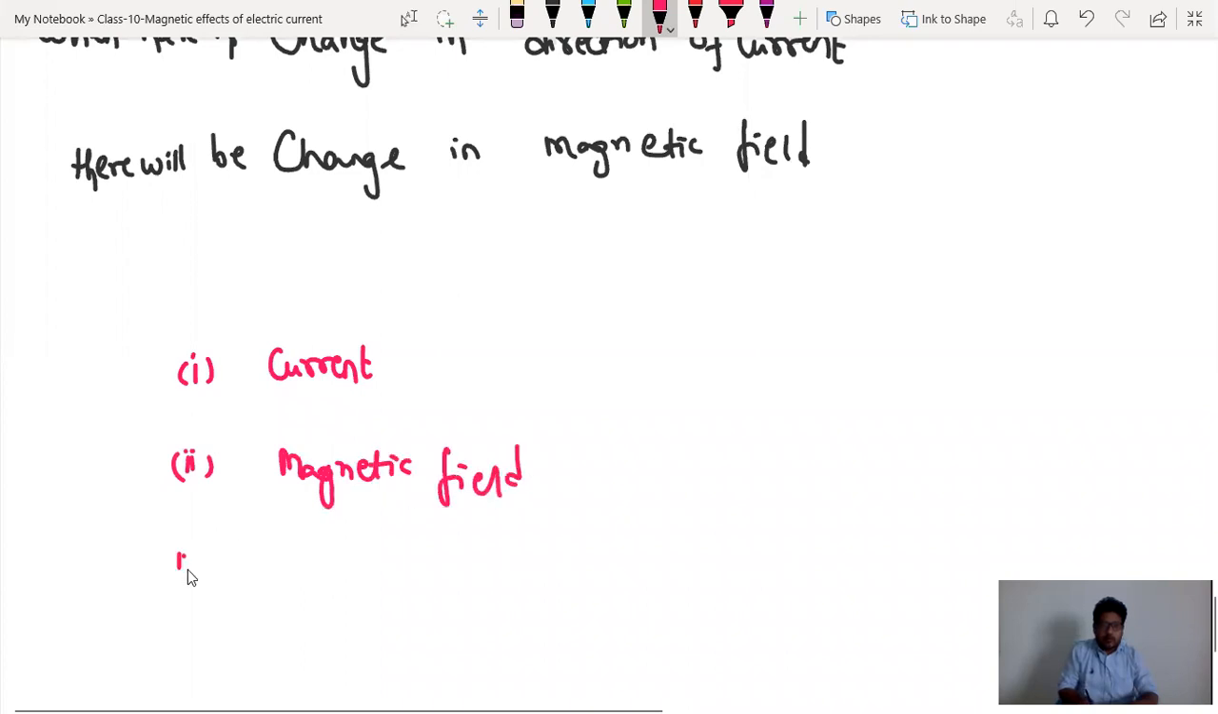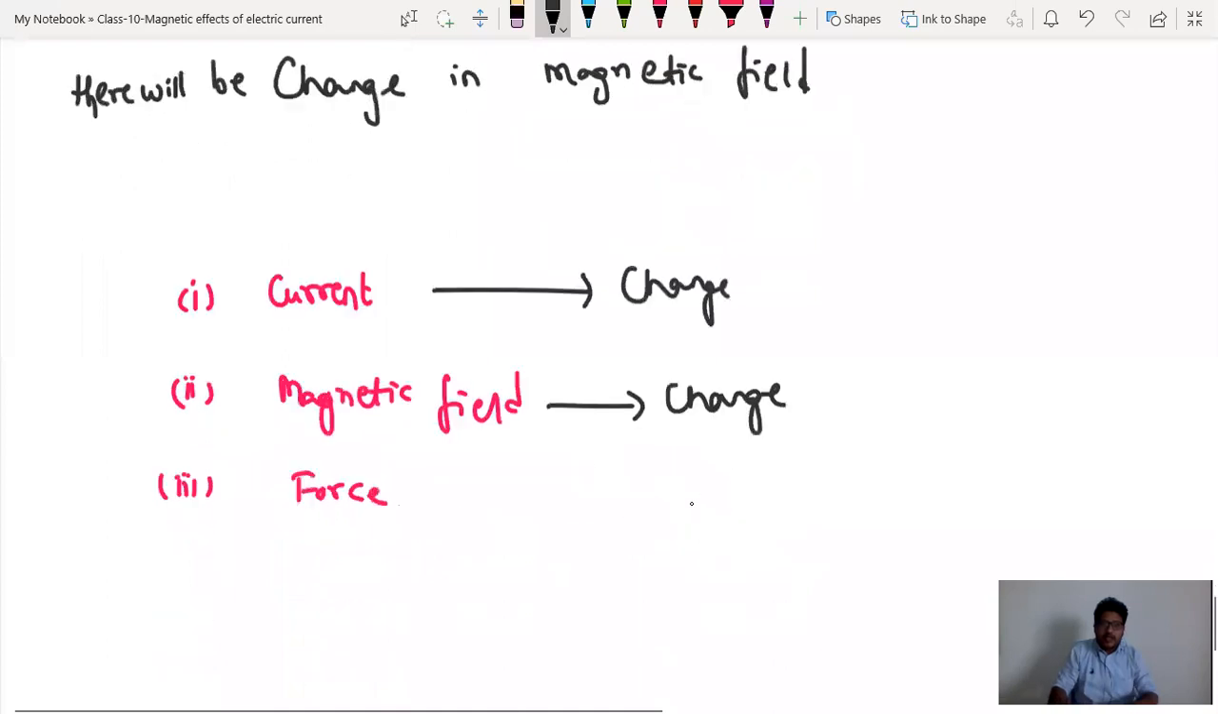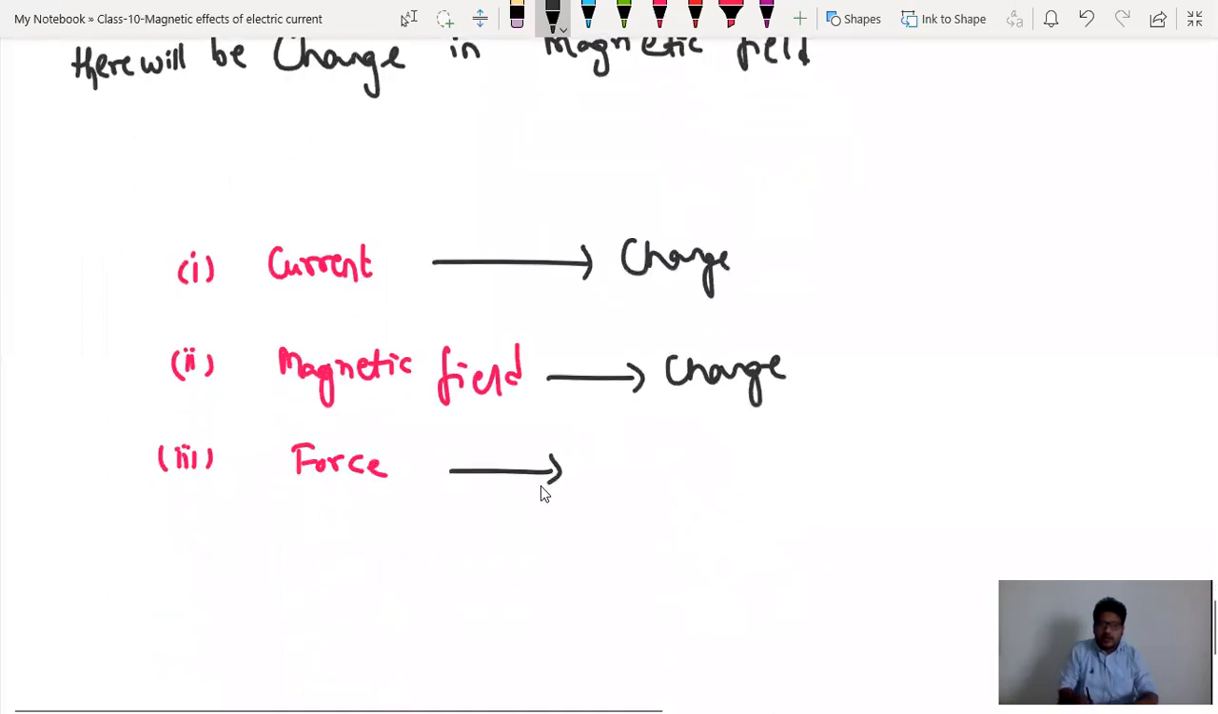Number three, force. Now you see, if there is any change in current, as we have studied, when there is a change in direction of current, there will be a change in magnetic field, right? So in the magnetic field there will be change. When there is a change in magnetic field, of course there will be a change in force, isn't it? So these three are depending on each other.